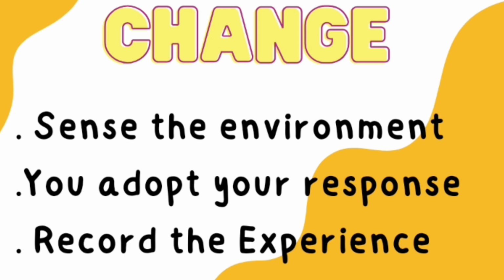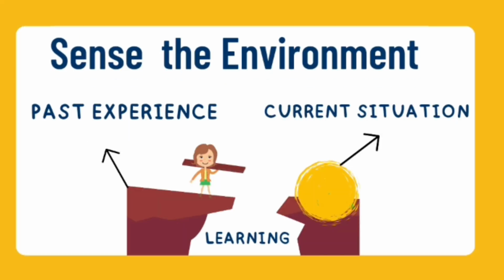Now, in sensing your environment, it means that you're feeling a gap between your past experiences and your current situation. And such a gap must exist for learning to occur. So, as you can see in the illustration, there is a space between the past experiences and the current situation for learning. So, it means that in order for us to learn something, we must allot a space for the learnings that we may learn ahead.